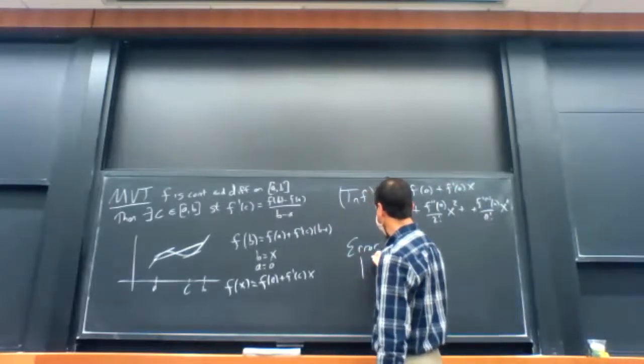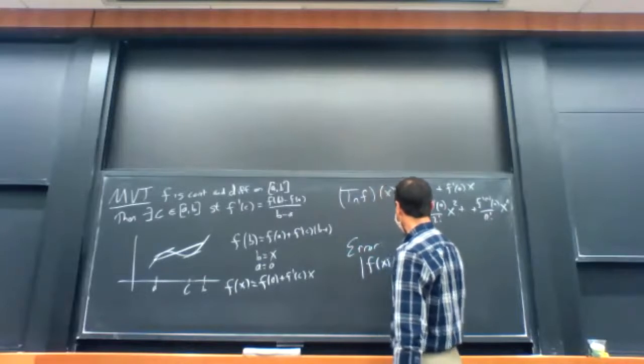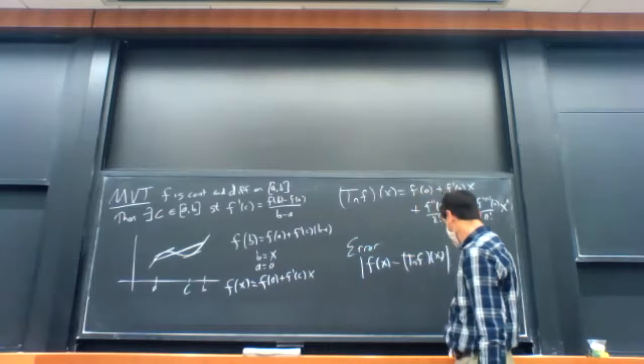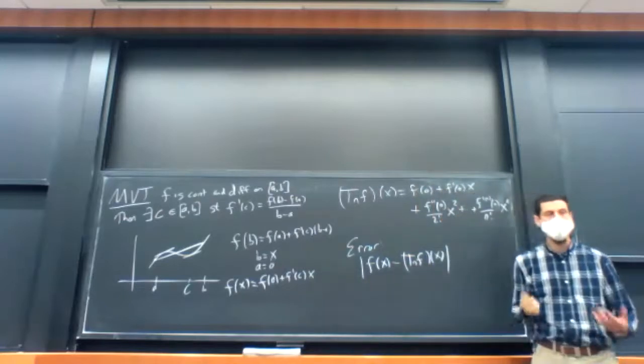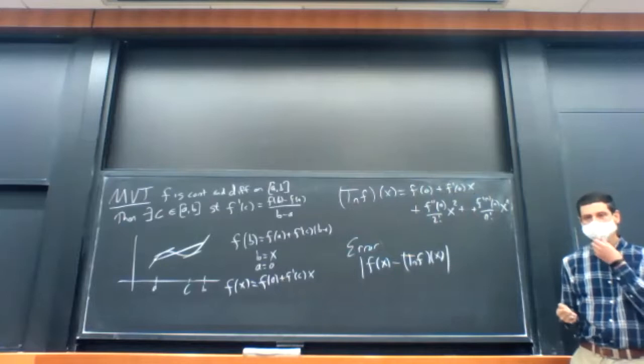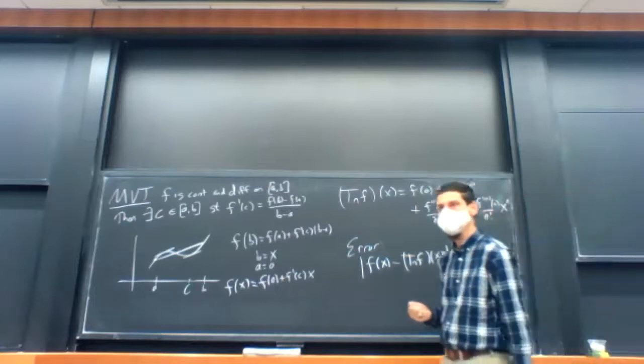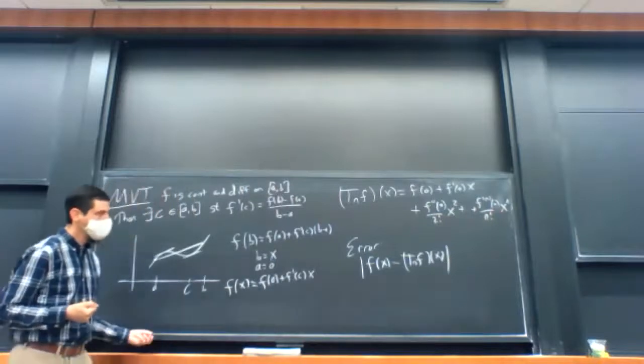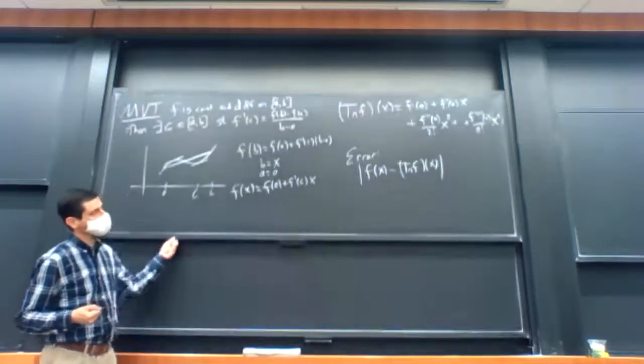So the error would be the absolute value of f of x minus T n f of x. So you want to know how big is that? The hope is, as n gets larger and larger, that error should get smaller and smaller. And for many functions, that's the case. And the question is just how quickly.